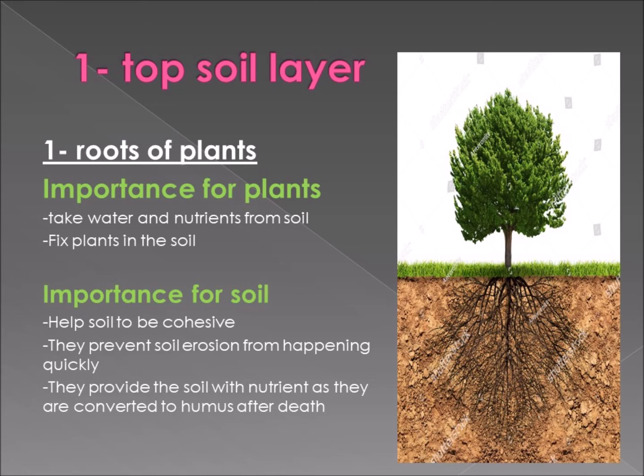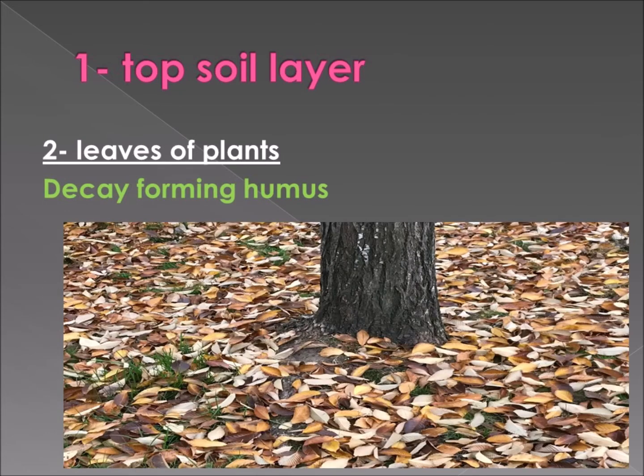Number one in the topsoil layer is roots. Let's talk about the second thing, leaves of the plant. If you have leaves on the soil, like in the picture, these leaves will decay and form also humus, because the leaves is a living organism. Means what? The leaves is a living organism.